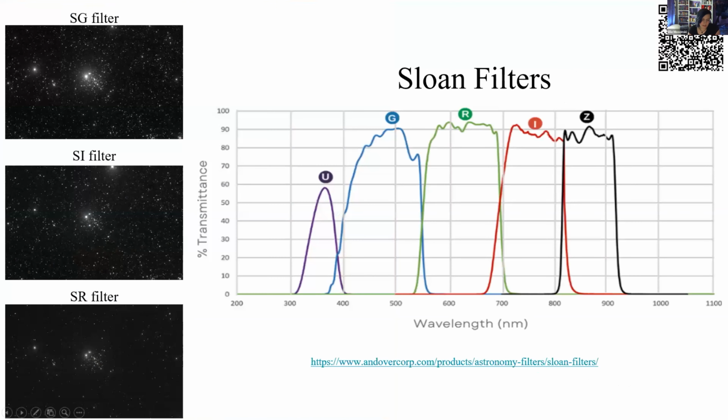We made a color composite image of the cluster using the SG, SI, and SR color filters, which are green, infrared, and red, respectively. S stands for Sloan, as the filters were all used in the Sloan Digital Sky Survey, which is a telescope in New Mexico, and their band passes are shown on screen.